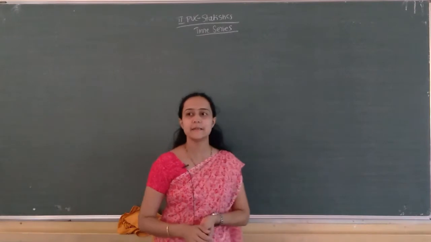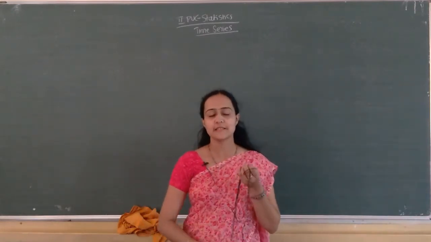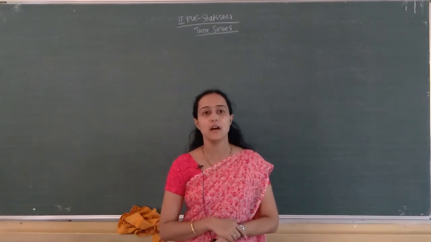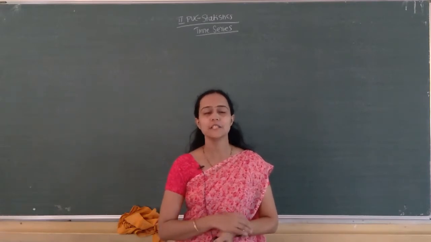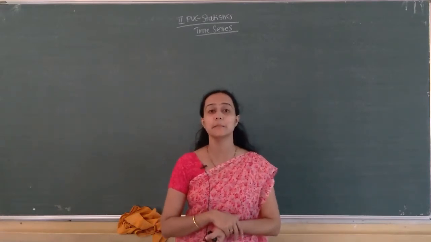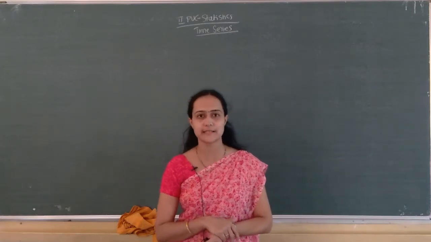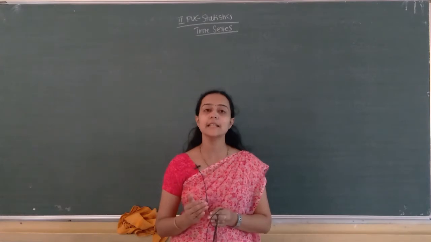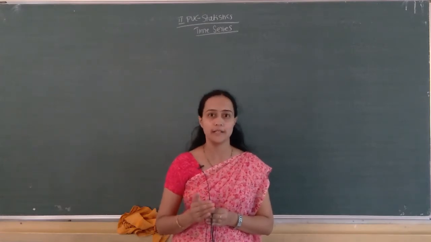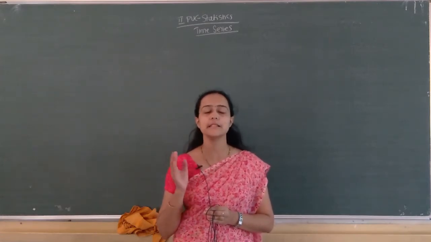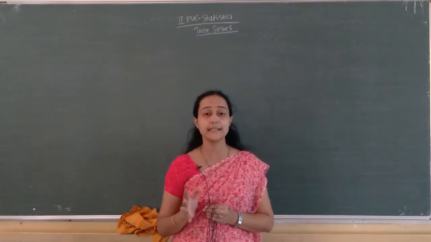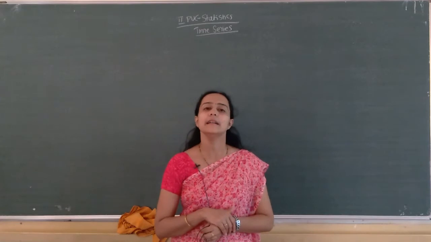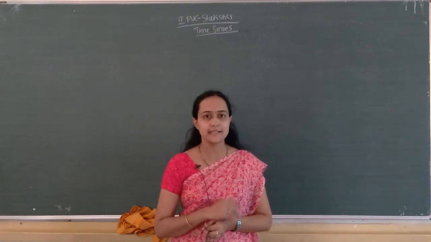Namaste dear students. In the last few classes we were discussing time series. The third method of measuring trend, that is the method of moving averages, we were discussing, right. We saw the method of moving averages when the period is odd, that is when we have to find 3 yearly, 5 yearly, 7 yearly moving averages. It is not much difficult, isn't it?